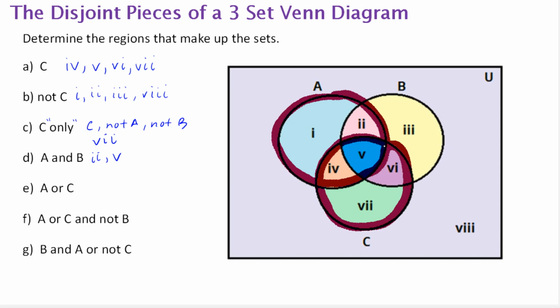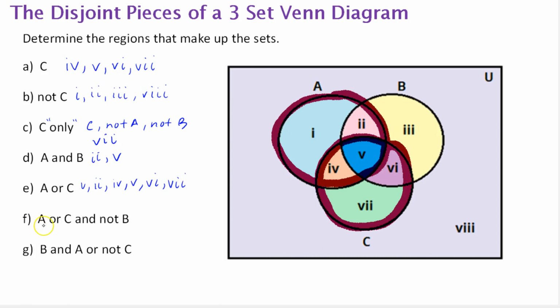Now, since it's or, we include the overlap. It's in both sets, both A and C, but we don't list them twice. So we just have anything that's circled now is in A or C. Whether it's circled twice is irrelevant. So basically, this is everything but 3 and 8. So regions 1, 2, 4, 5, 6, and 7.